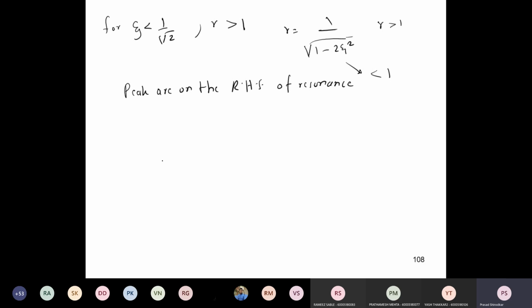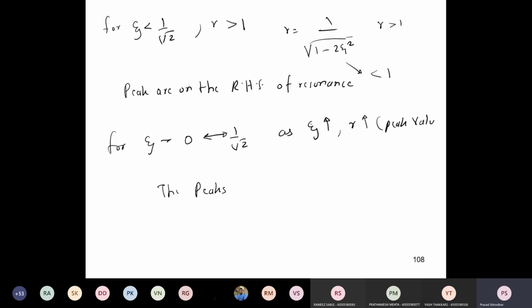Now for zeta in between 0 to 1 by root 2, as zeta increases, r will increase. Because of that, the peak value of R also increases. So as a result, the peaks will shift to the right.